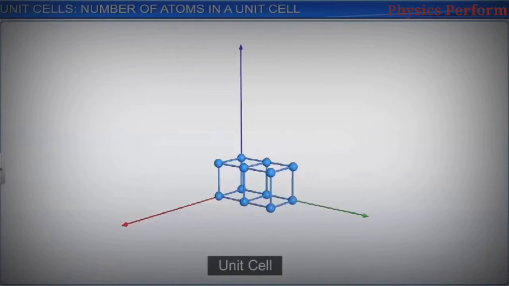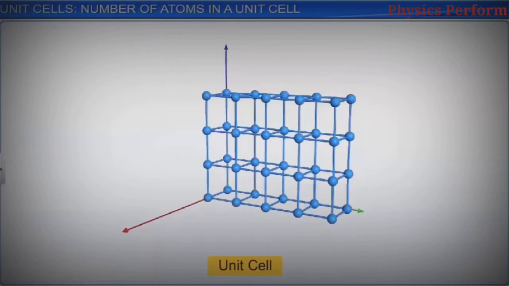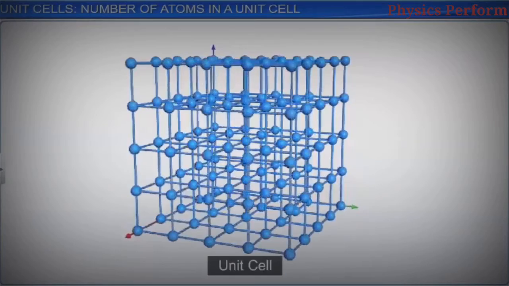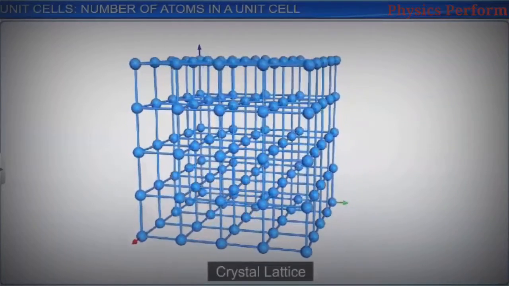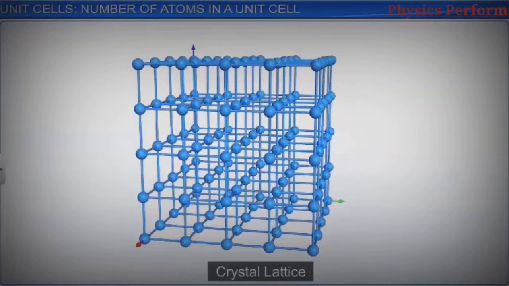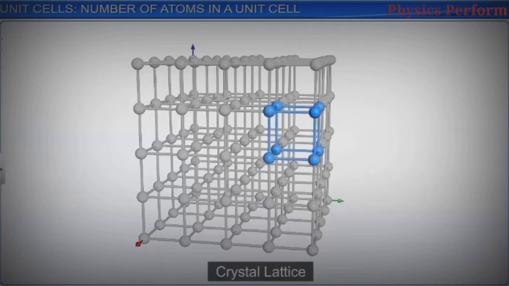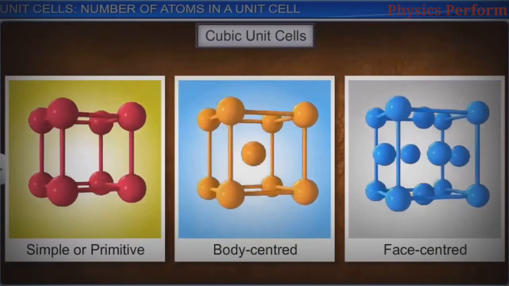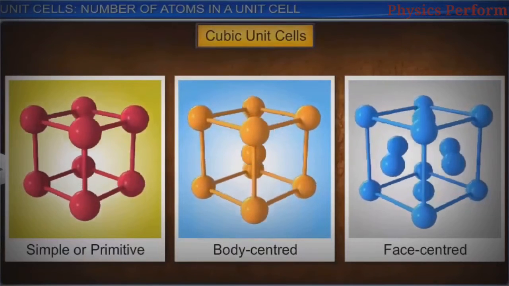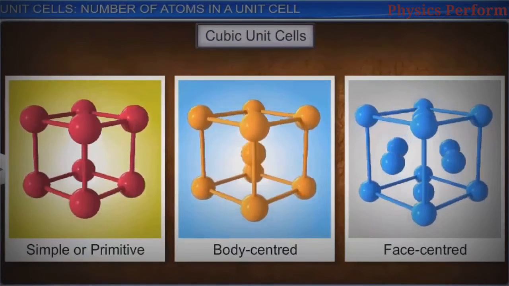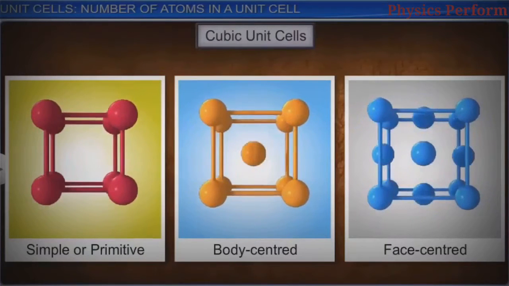You already know that every crystal lattice is made of an infinite number of unit cells, and every lattice site is occupied by a constituent particle that may be an atom, an ion, or a molecule. Now let's examine what portion of each particle belongs to a particular unit cell. Consider three types of cubic unit cells. For the sake of simplicity, assume that the constituent particle is an atom.